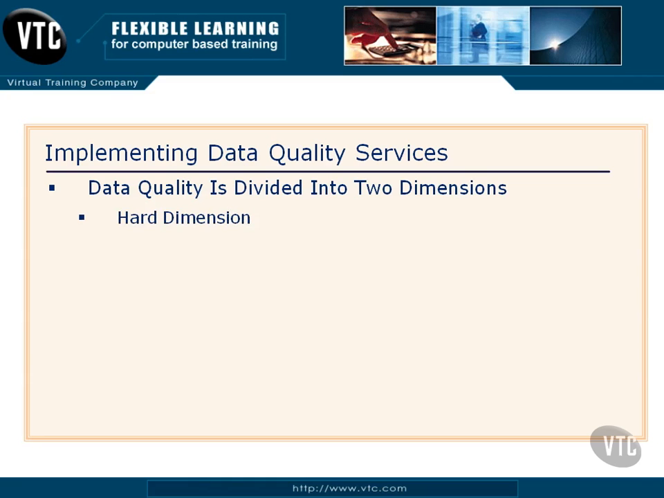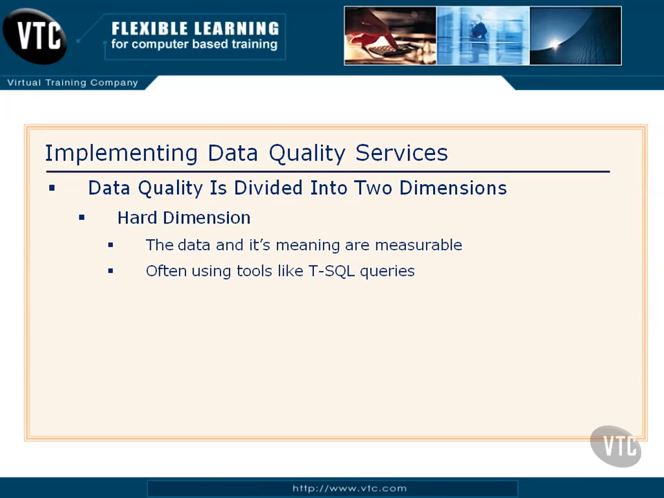The first one is a hard dimension. This is data where its meaning is measurable. There's no doubt about its meaning. You can query it. You can use tools like Transact SQL queries. You can use documentation, but there's absolutely no doubt about what that data is, what it should look like, and what it should be called.